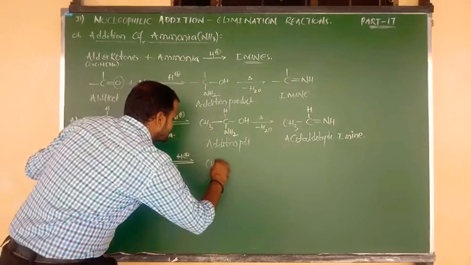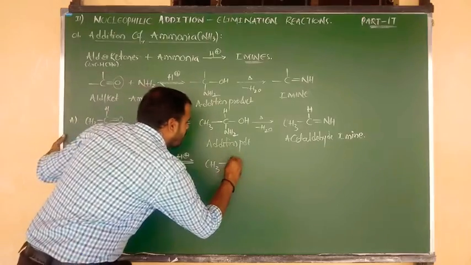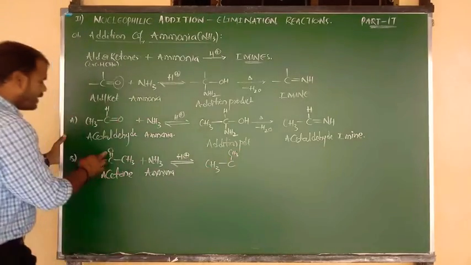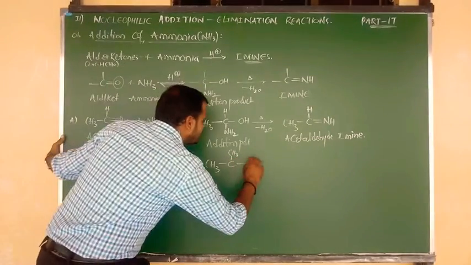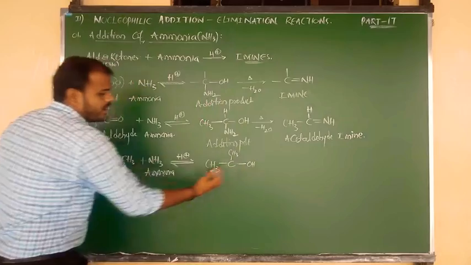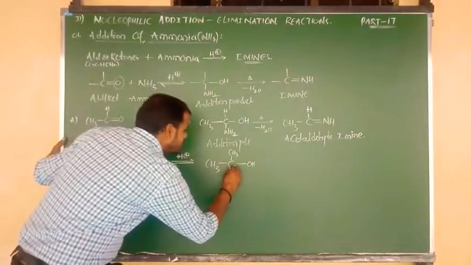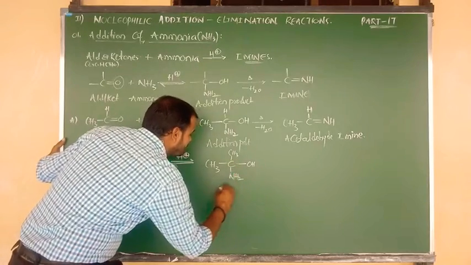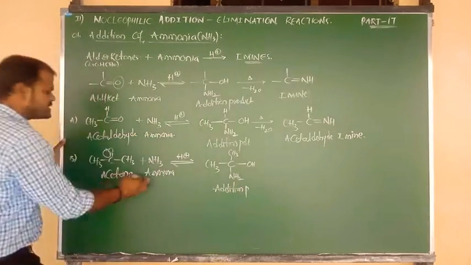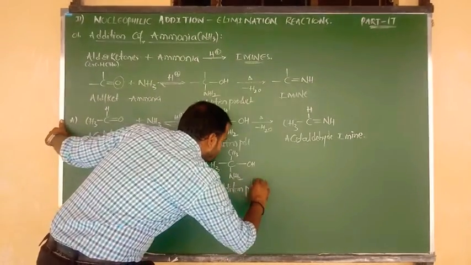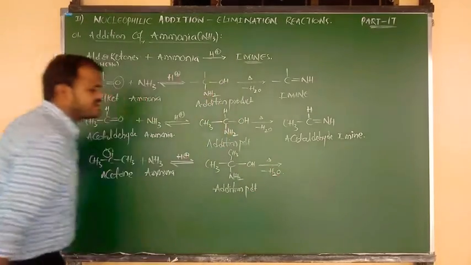I write CH3 bonded to C, with C connected to another CH3 above the plane. After shifting of the pi bond, O minus is attacked by H plus, so we write the OH group, same as above. The remaining NH2 minus attacks the carbonyl carbon, so we write NH2. This is also an addition product, coming from acetone with ammonia. The addition product then undergoes elimination, meaning loss of a water molecule.